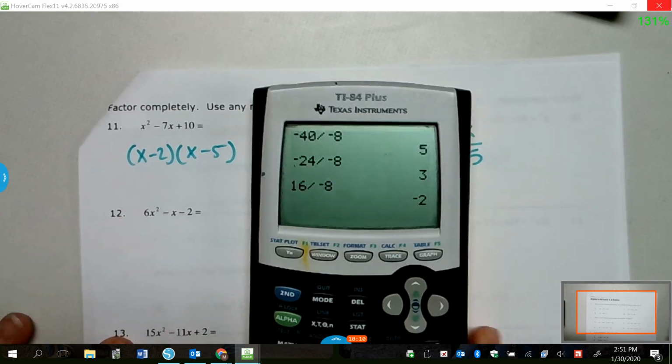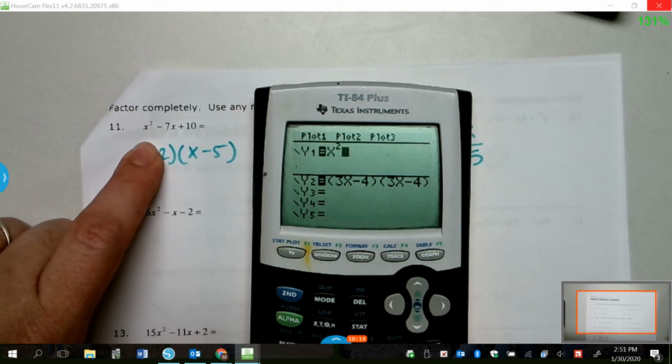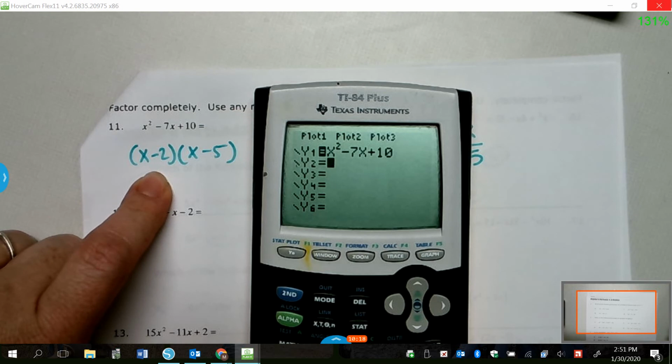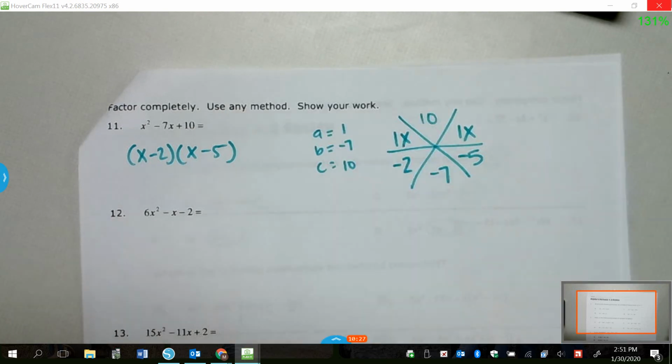Now, please remember that you can check your work in the calculator. Type what was given to you, and then in Y2 type what you came up with. Second graph, everything in Y1 and Y2 match, therefore it is correct.